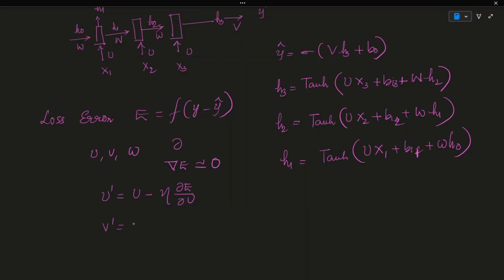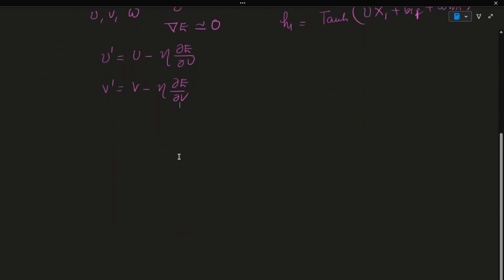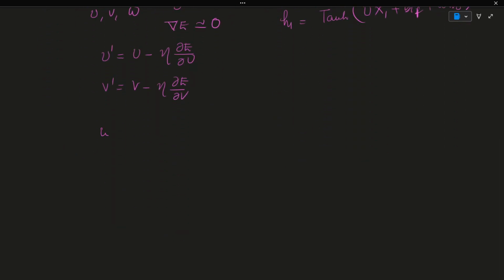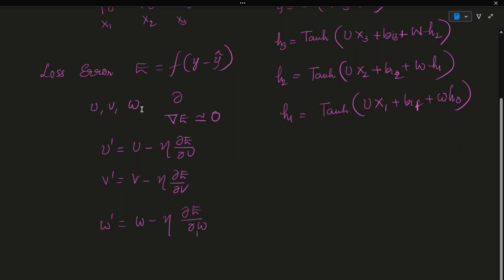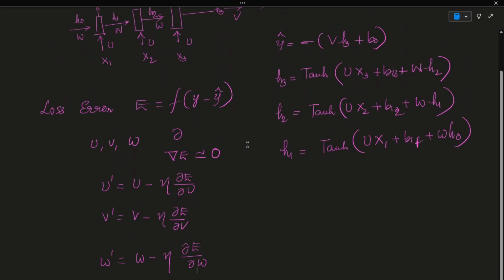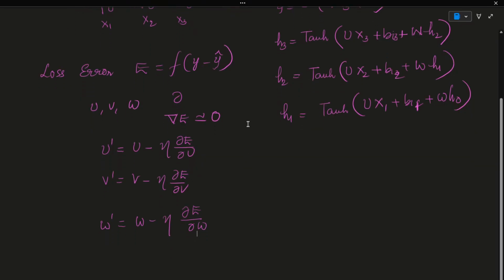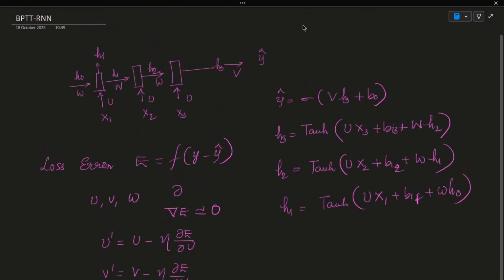If we calculate this gradient, we can calculate the new set of weights as the old set minus learning rate into the gradient. Similarly, V dash is equal to V minus learning rate into dou E by dou V. And similarly, W dash, the new set of weights, is equal to the old set of weights minus learning rate into dou E by dou W. So we want to find U, V, W such that the error gradient is minimum. This is our task in backpropagation. Let us try to derive that equation.